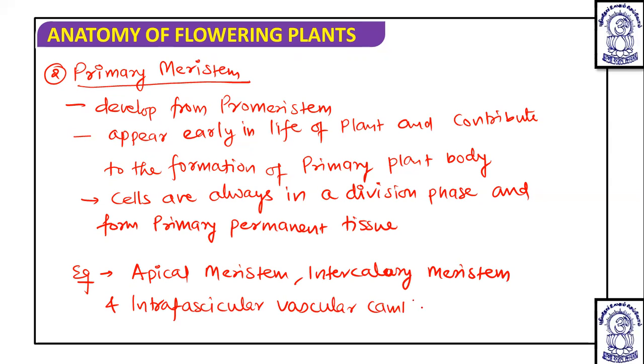This intrafascicular vascular cambium is also known as fascicular vascular cambium, which is present within the vascular bundle. And the apical and intercalary meristem also originate early in life, and in this also intrafascicular vascular cambium appears early in life, so it is known as primary meristem. But by location, this intrafascicular is lateral in position, but origin wise it is primary meristem.